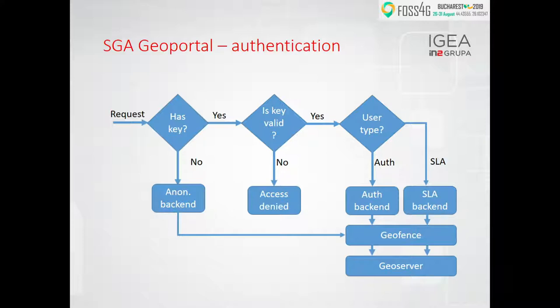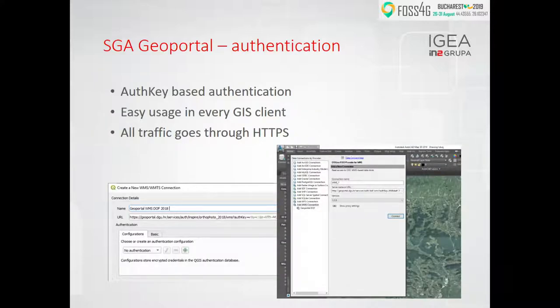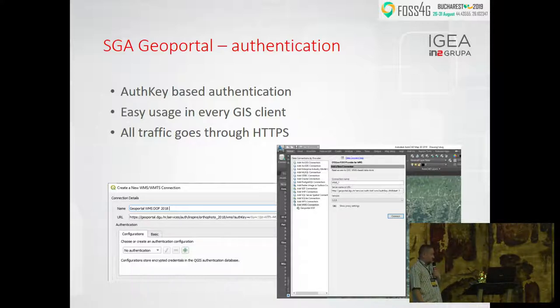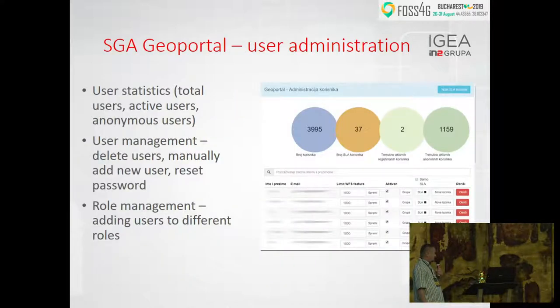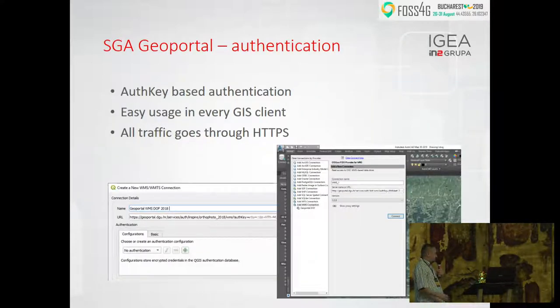So this is why we chose this authentication, because while we were considering what to use, we wanted to go for the simplest possible solution that will work in any client. So you just paste the authentication key to the end of the GetCapabilities URL, and it will work in any client, in AutoCAD, in ArcGIS, QGIS, any web client. So there is nothing else necessary. You don't need to enter username, password. It's just your authentication key.